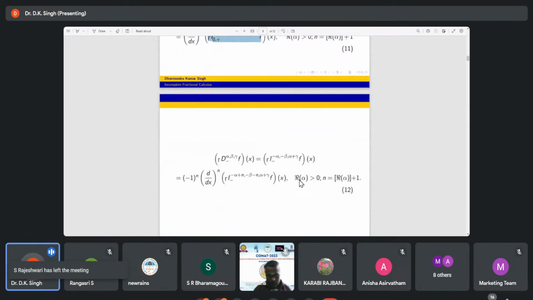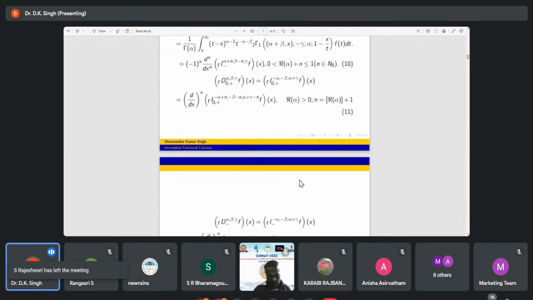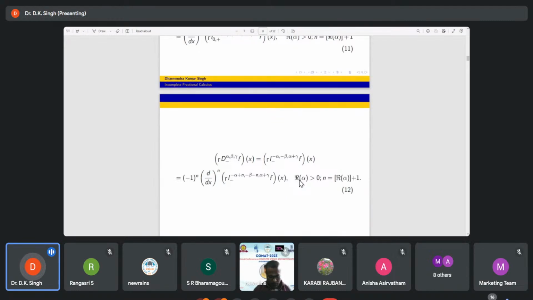We are using this because we have already discussed it. If you have the limit of integration from 0 to x, then the other will be the limit of integration from x to infinity. So that's why we're using the negative sign here, in D minus alpha beta gamma function of x.